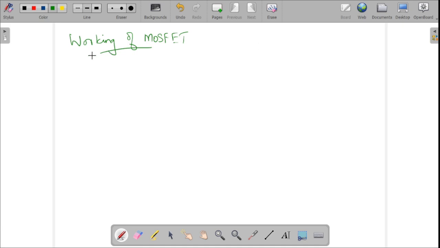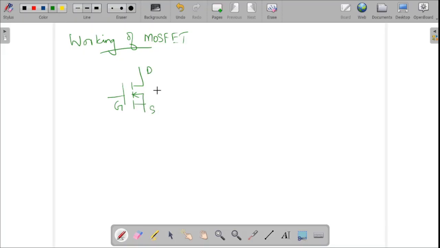So today we will see the working of MOSFET. Okay. So first let us draw the symbol. So this is the MOSFET symbol. So this is your gate, this is your drain, and this is your source. Okay. So this is the symbol.